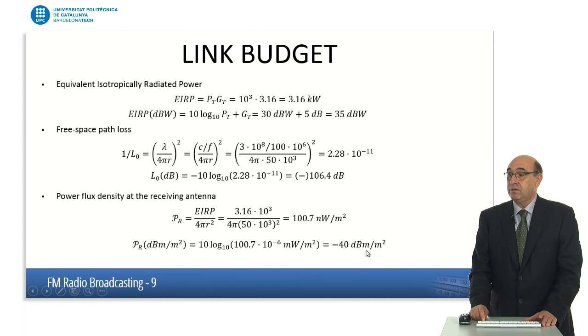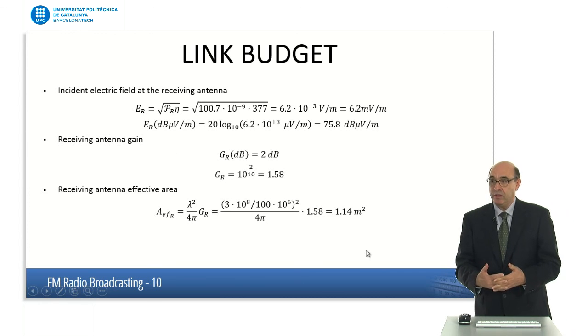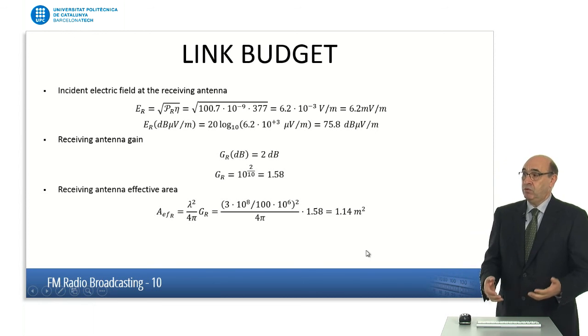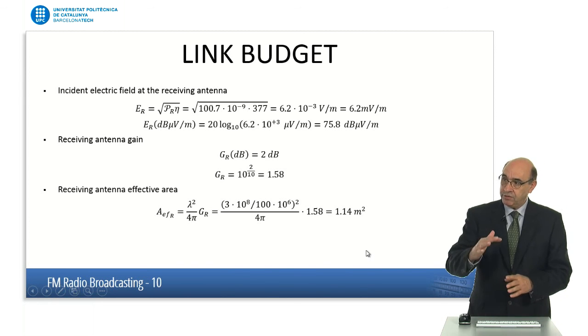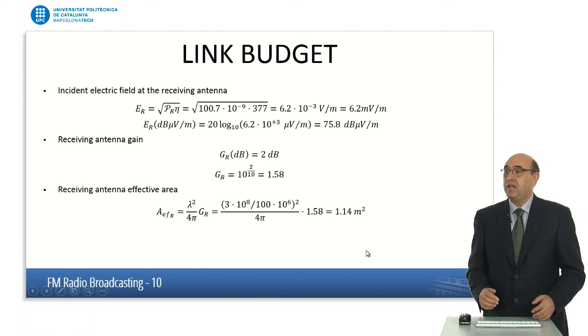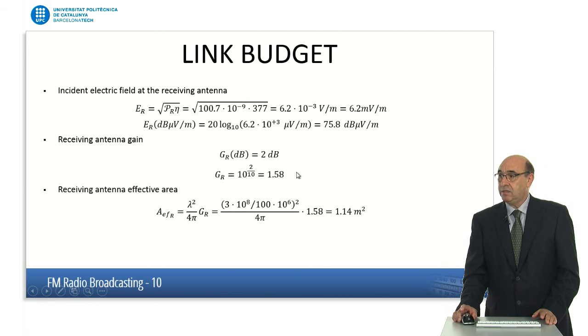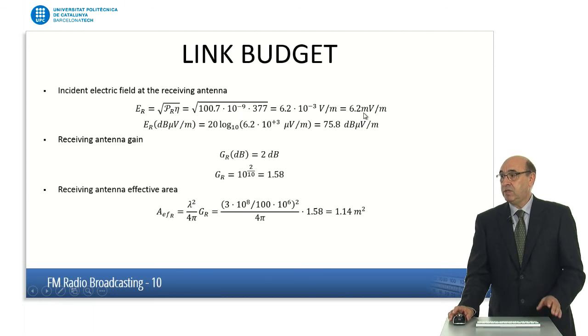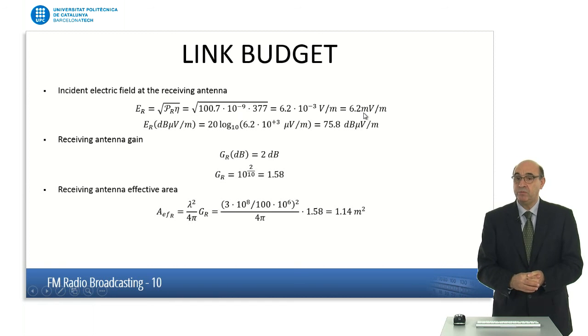Now, to get the received power, we need to do more things. You could follow one diversion here, and also find the electric field on the receiving antenna. The electric field is associated with the power flux density and the wave impedance. You take the square root. So this is telling you that the field is about 6 millivolts per meter.